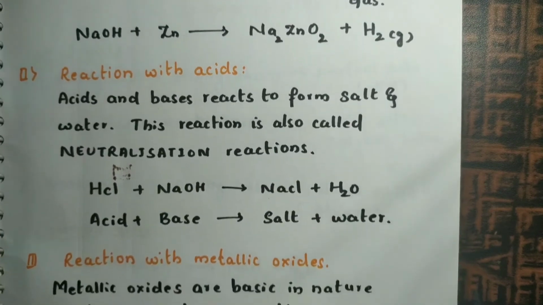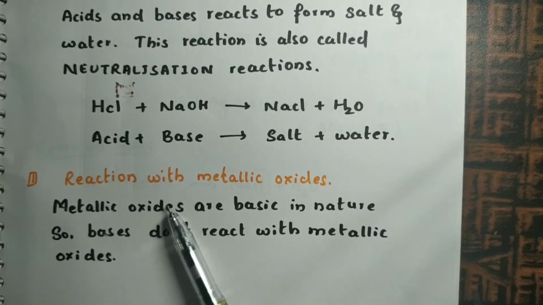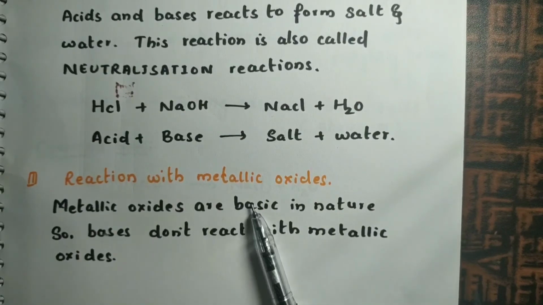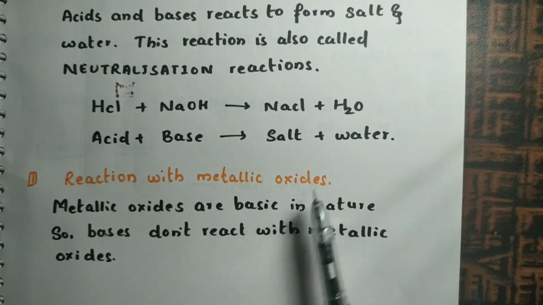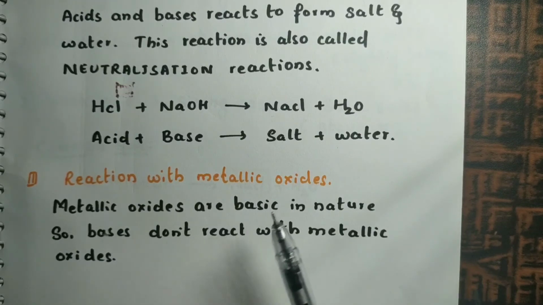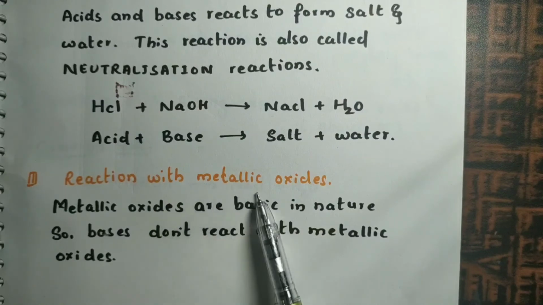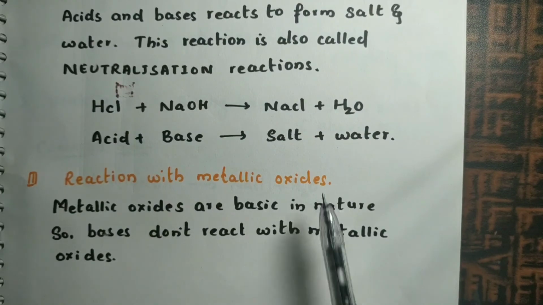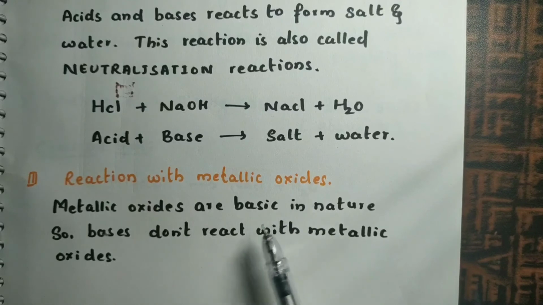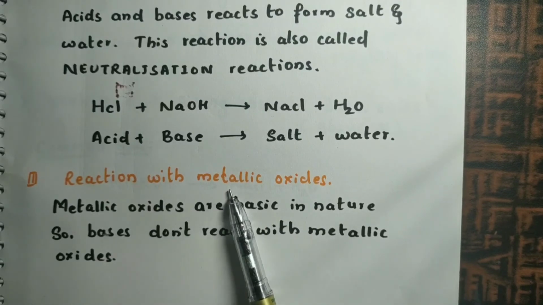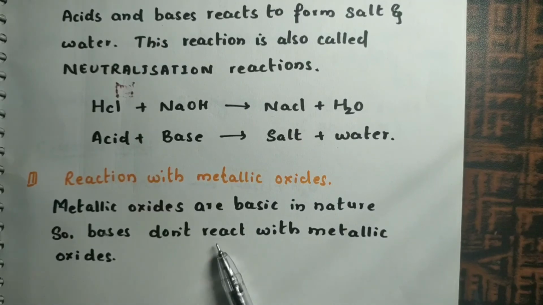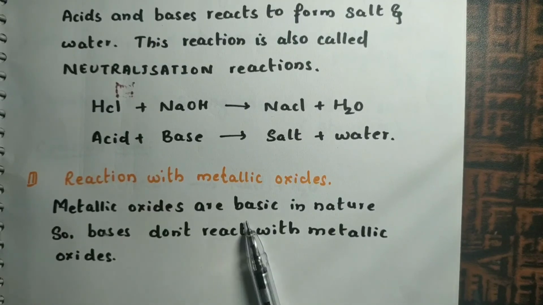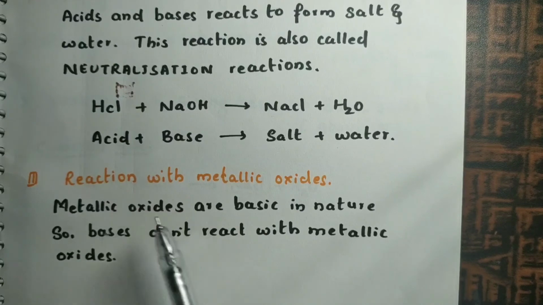The next reaction we are seeing is the reaction with the metallic oxide. It is not possible because metallic oxides are basic in nature. They are bases. While studying the chemical properties of the acids, we have seen that metallic oxides react with the acids to form salt and water. So by that we have concluded that metallic oxides are basic in nature. So the two bases cannot react with each other. That's why we can conclude that bases cannot react with metallic oxides.